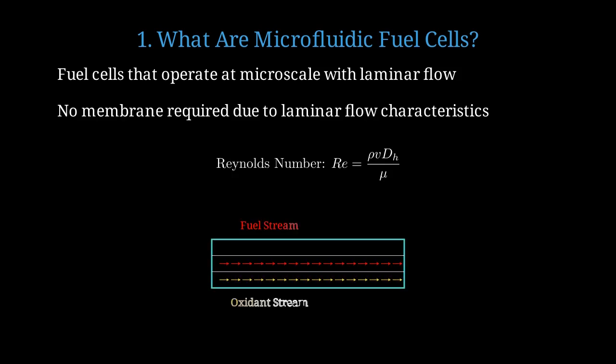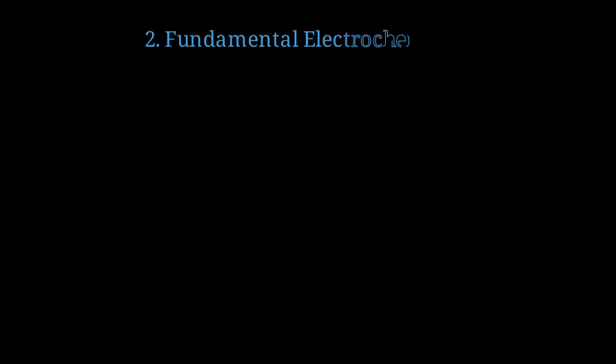Here we see laminar coflow in a microfluidic channel. The fuel and oxidant streams flow side by side without turbulent mixing, separated by a diffusion interface. Now let's explore the electrochemical reactions that power these devices.